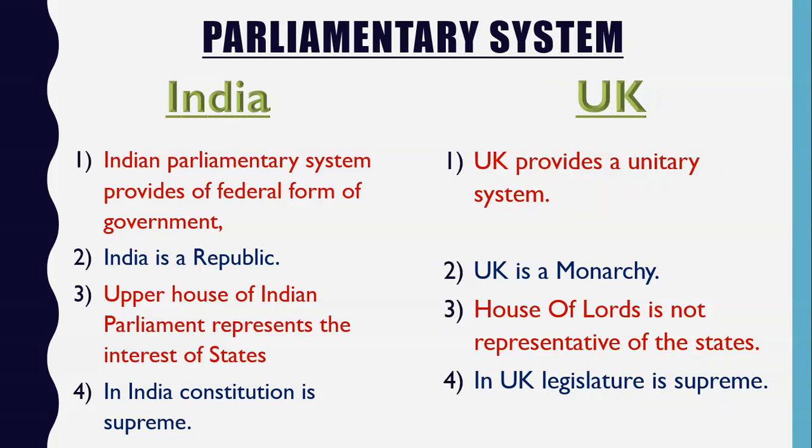Why? Because in any unitary form of system, there is only one government, and that is central government. But friends, what happens is that in some unitary countries there are state governments also, but these state governments do not have any discretionary powers. These state governments do not have any real powers. These state governments are just the administrative arms of the center.